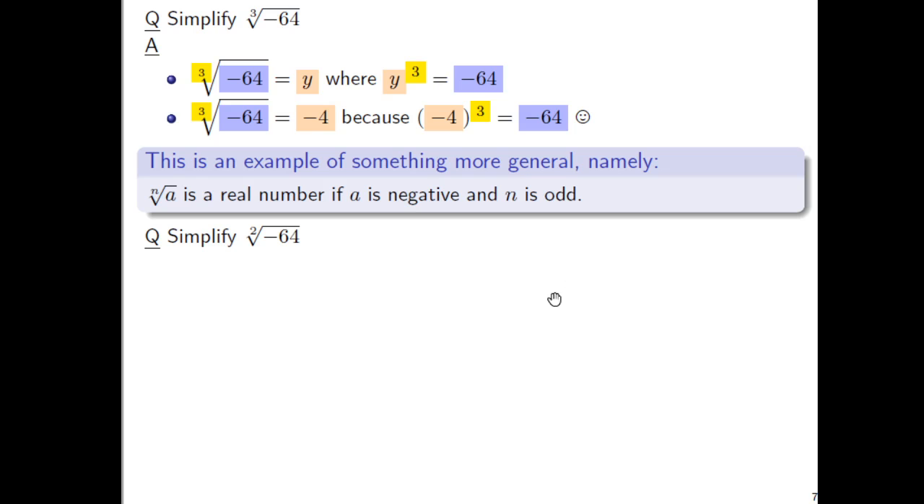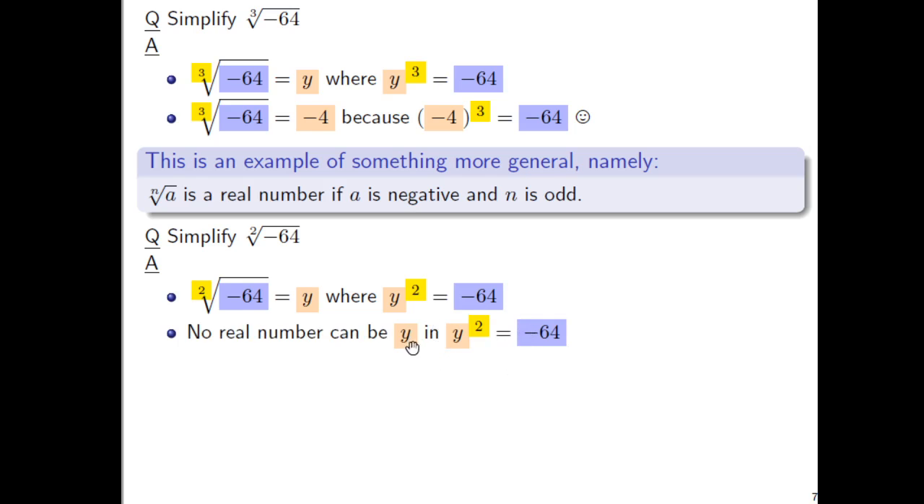Now let's look at the second root of negative 64. Notice the slight difference here. Inside the radical sign is the number negative 64 for both the previous question and the new question. But the difference is the little number, which was this little n, used to be a 3 in the previous question. In the new question, it is a 2. So we should set this up all the same, typical way, trying to use the colors to make this as consistent as possible. The second root of negative 64 equals y, where y to the second is equal to negative 64.